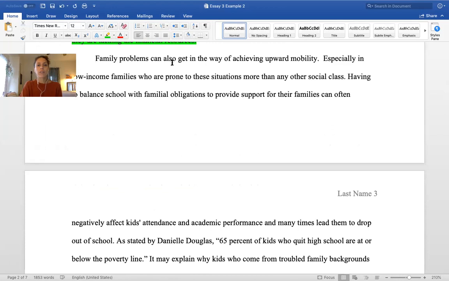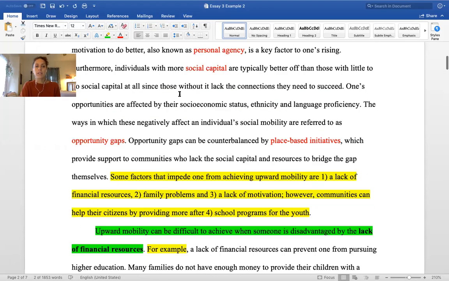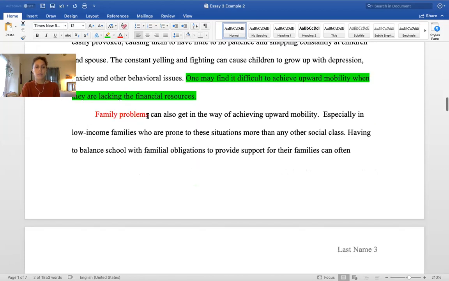Family problems can also get in the way of achieving upward mobility. Good, so here we are with our idea of family problems. If we look at our thesis, we have family problems as our second idea. So that's clear, we like that. I'm actually gonna put this in bold instead of red. Good, so we have our topic sentence, great.